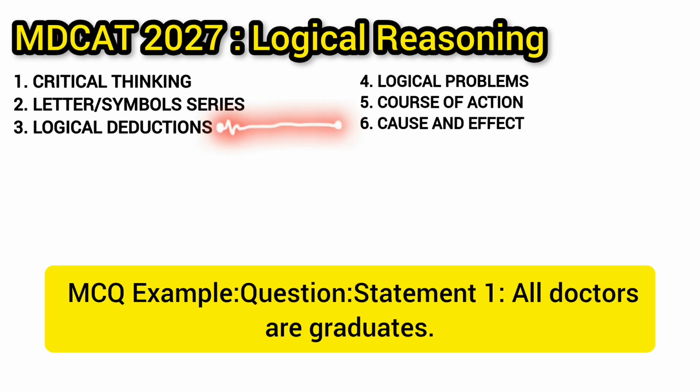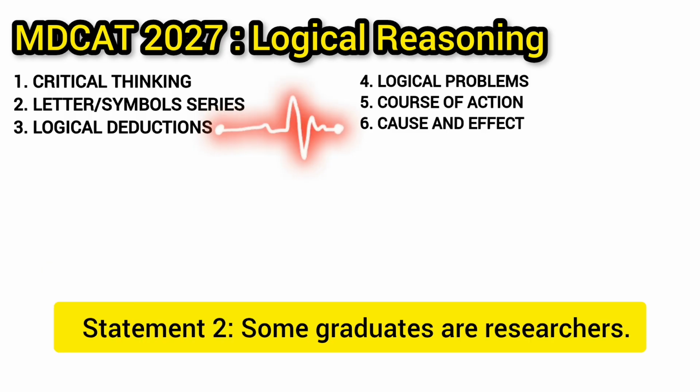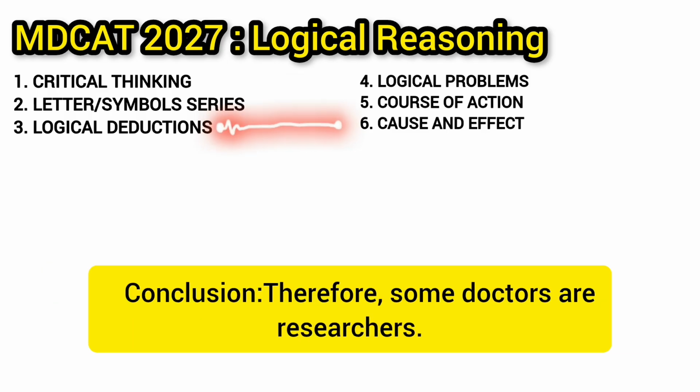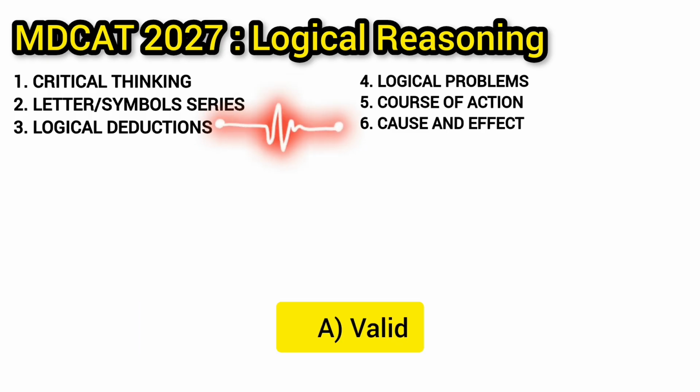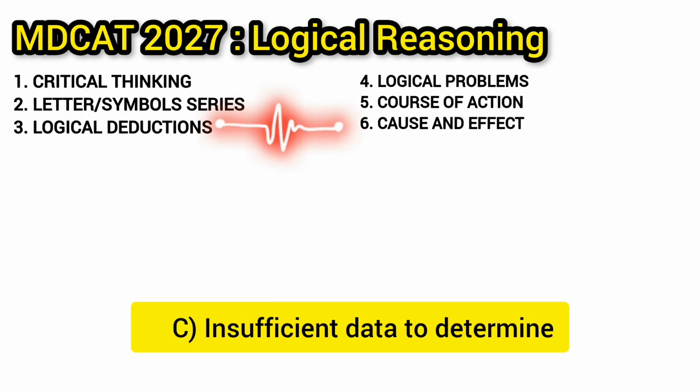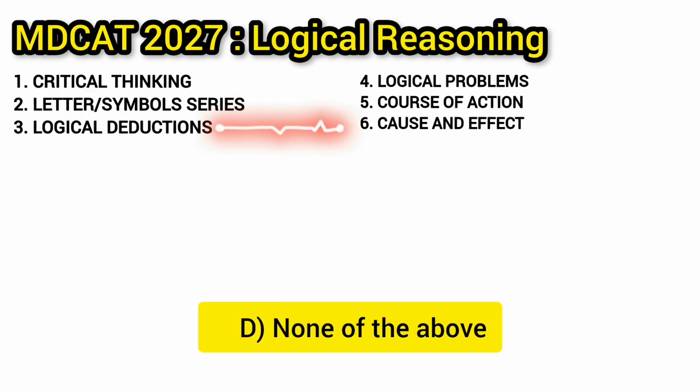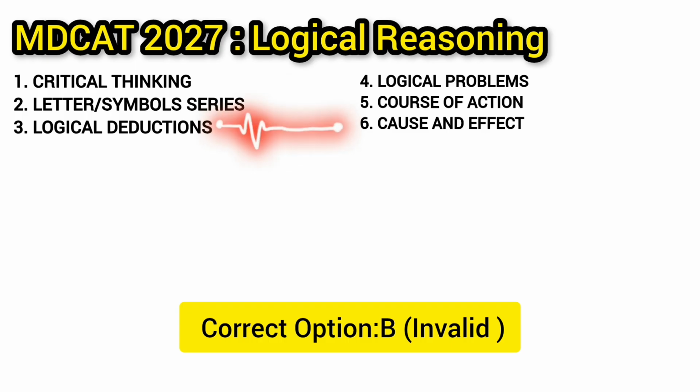MCQ example. Question. Statement 1: All doctors are graduates. Statement 2: Some graduates are researchers. Conclusion: Therefore, some doctors are researchers. Is this conclusion logically valid? A. Valid. B. Invalid. C. Insufficient data to determine. D. None of the above. Correct option B.